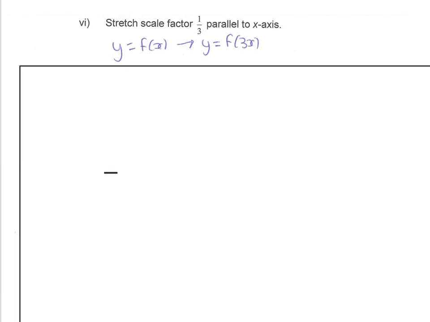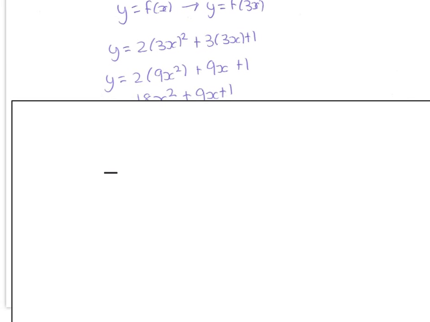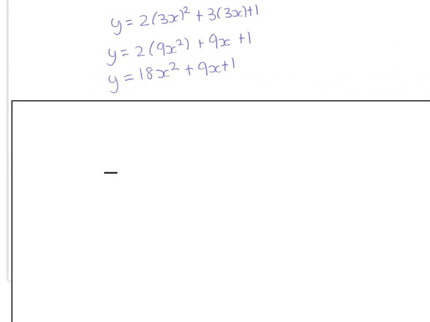Now all we need to do is take our original equation and replace all the x terms with 3x. You can see in this line of working out, wherever we had an x, it got replaced by a 3x. Same as previously, we just need to expand and simplify. If we do that, we end up with y equals 18x squared plus 9x plus 1.